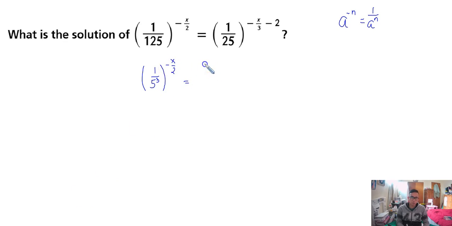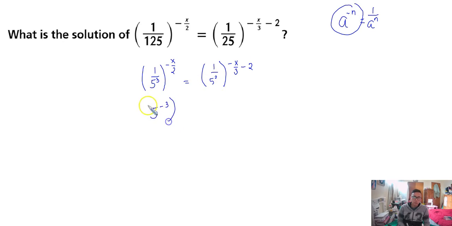And then this one is 1 over 5 times 5, 5 squared is 25. And then the exponent x over 3 minus 2. All right. And then I have to rewrite this in such a way that I have the same base. Because this is positive, it will become negative. So 5 raised to negative 3, and close that, I have negative x over 2, is equal now to 5 raised to negative 2, I'll close that, and negative x over 3 minus 2 as the exponent outside.